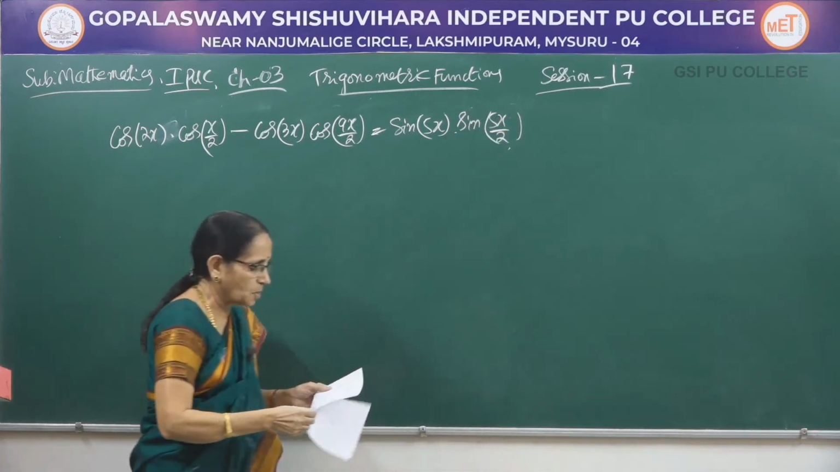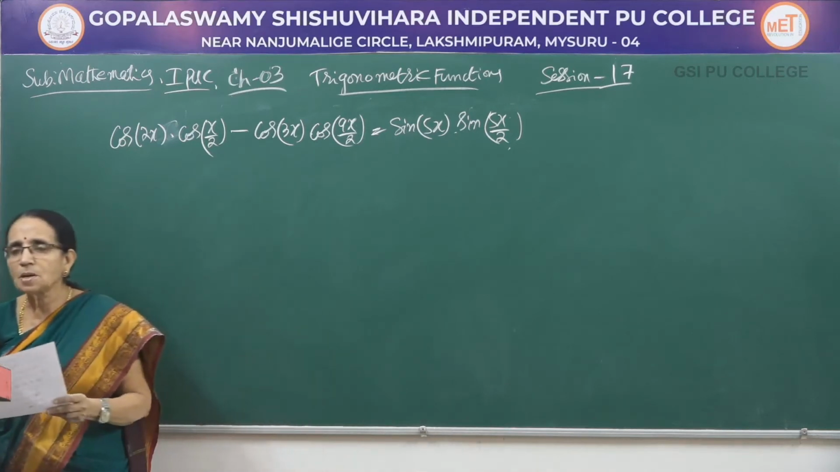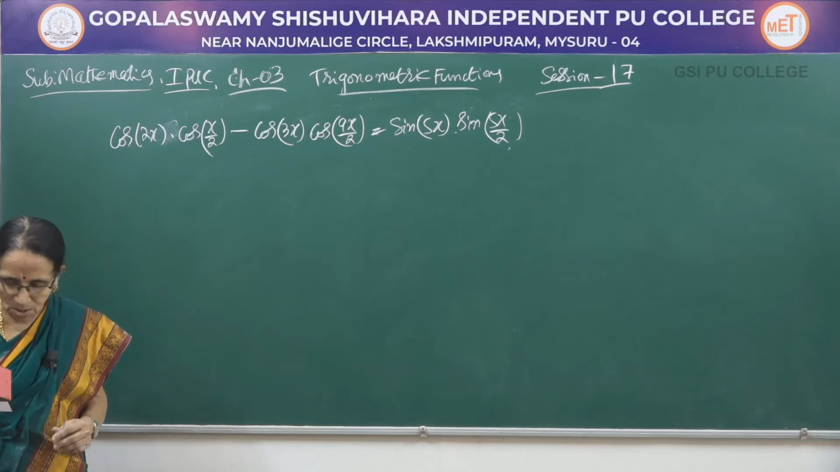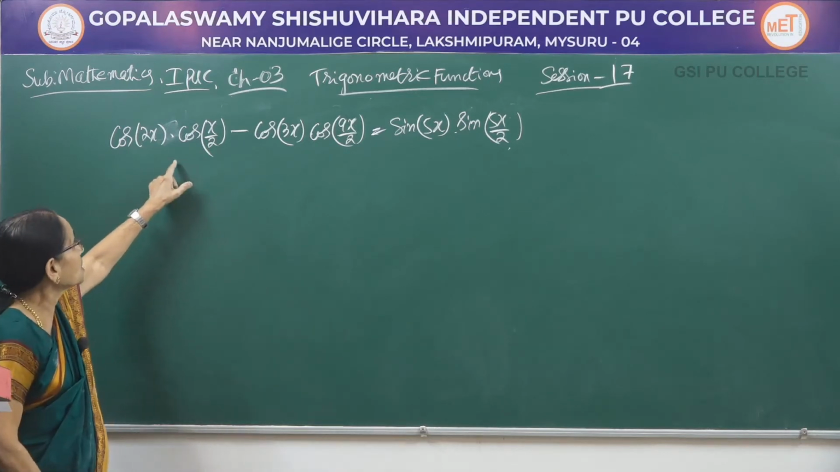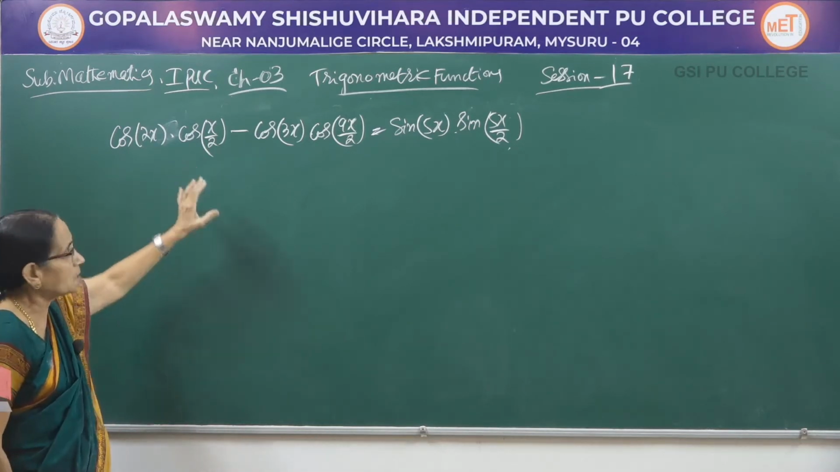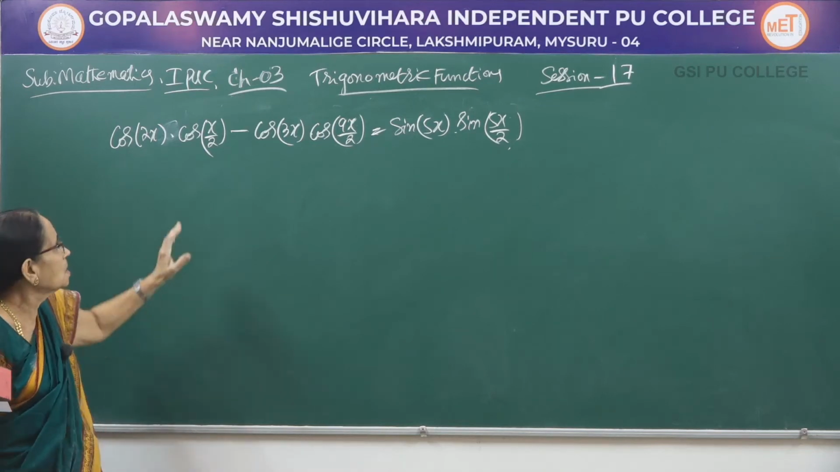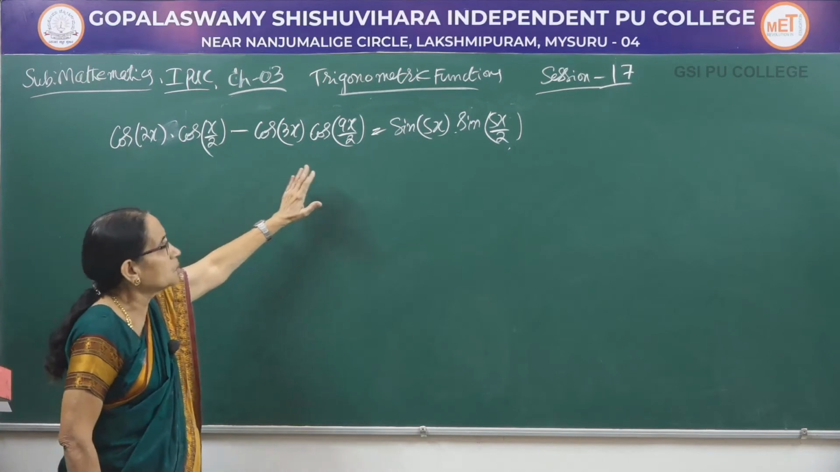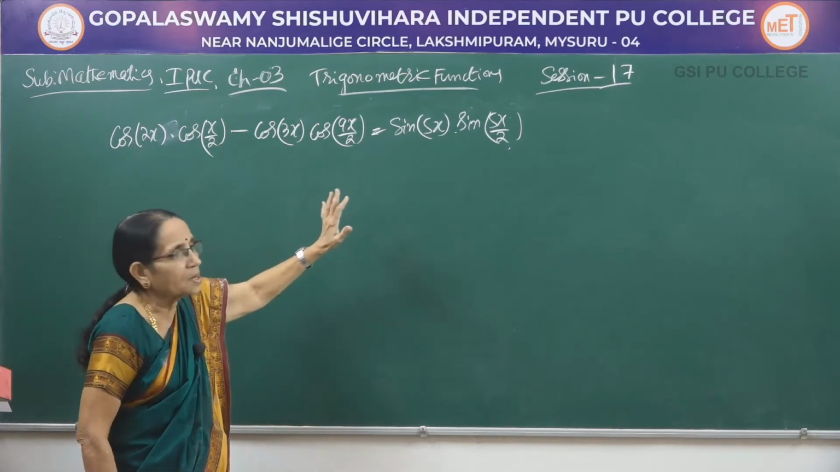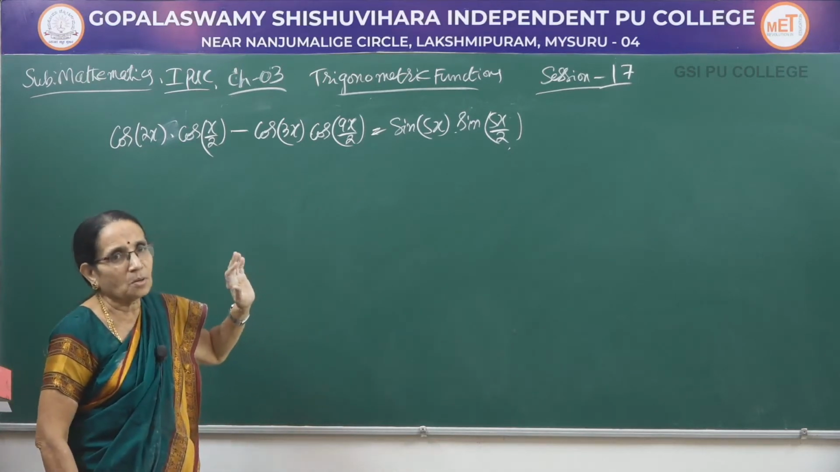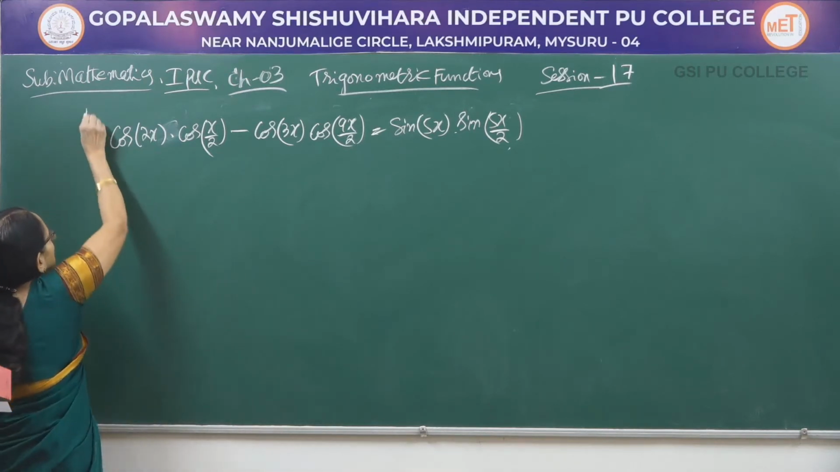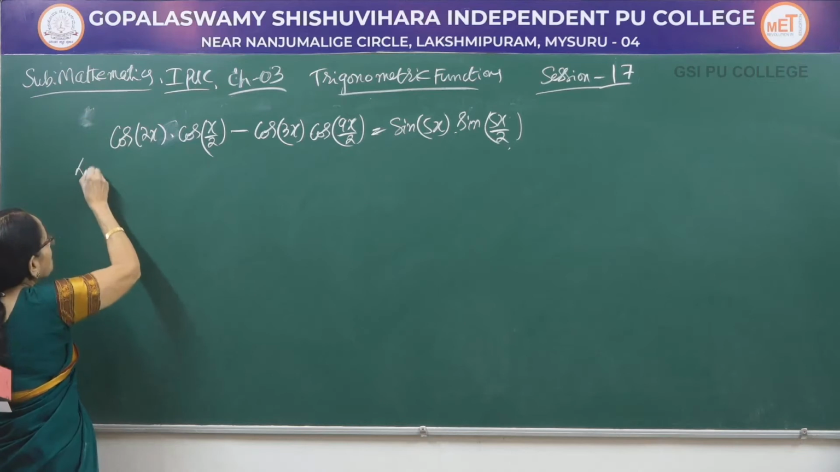So, you observe here the left hand side, that is what I told you just now, left hand side is having product, each term is a product of two terms here. So, it is of the form cos x into cos y, cos x into cos y. The right hand side is of the form sin x into sin y. So, first let me start with the left hand side and try to get the right hand side.